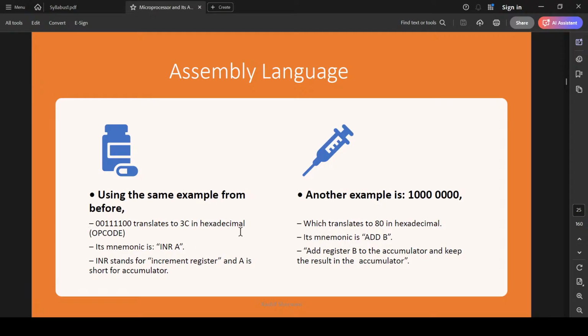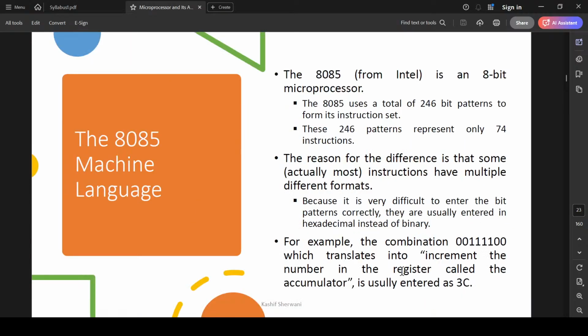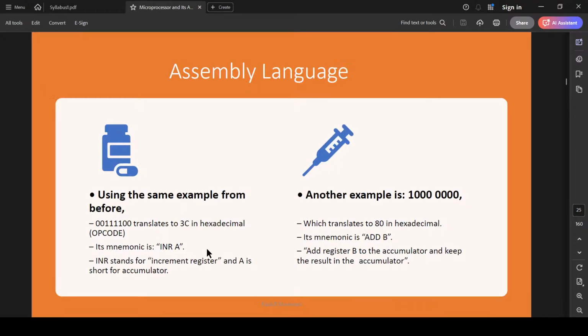Assembly language. Oh, it is giving the example. Using the same example from before, 00111100 translates to 3C, and 3C's mnemonic is INR A, increment A. Yeah, increment the number called the accumulator. So A means accumulator, and INR stands for increment, and A is short for accumulator. Another is 10000000, which translates to 80 in hexadecimal. It means ADD B. Add register B to the accumulator and keep the result in the accumulator itself.